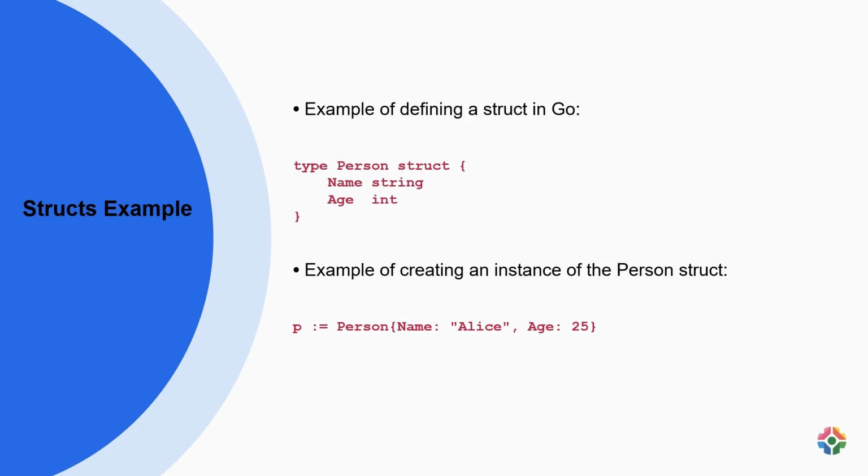In this example, a person instance named p is created with the name field set to Alice and the age field set to 25. This instance can be accessed and modified using dot notation such as p.name or p.age. This allows for organizing related data into a single unit, enhancing code readability and maintainability.